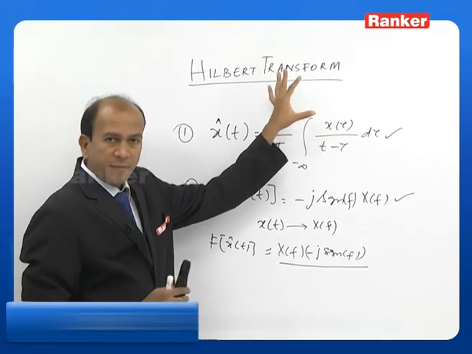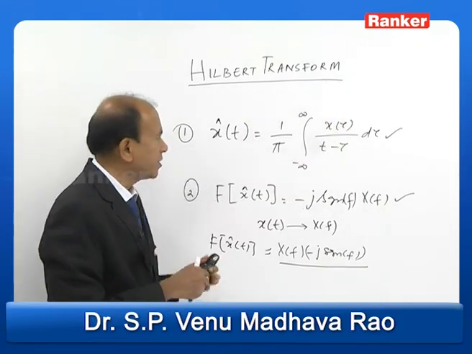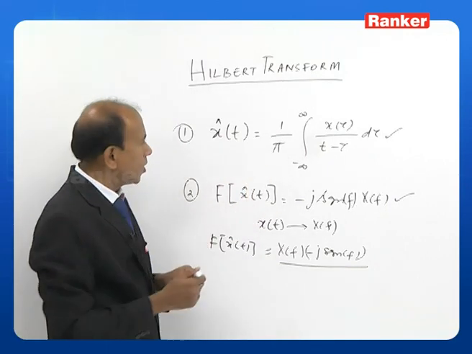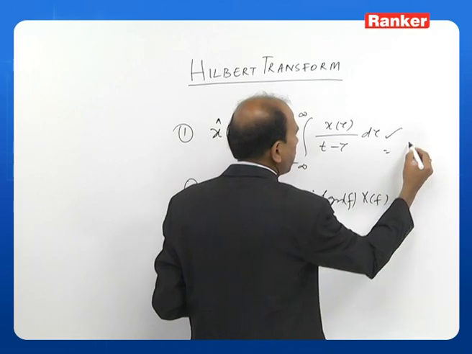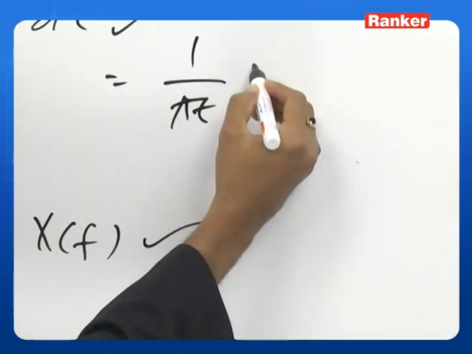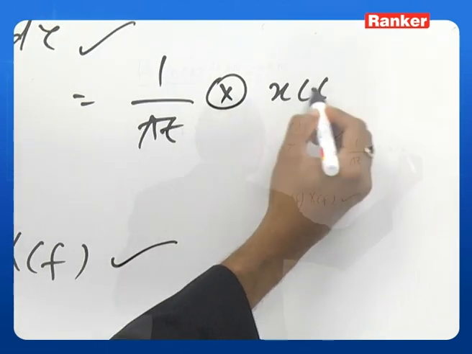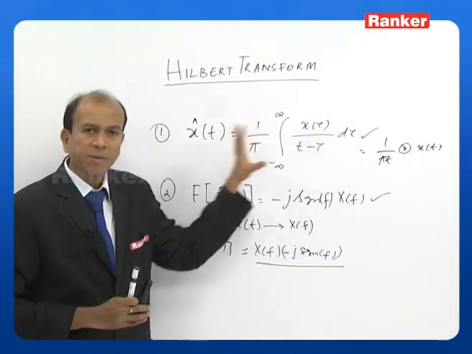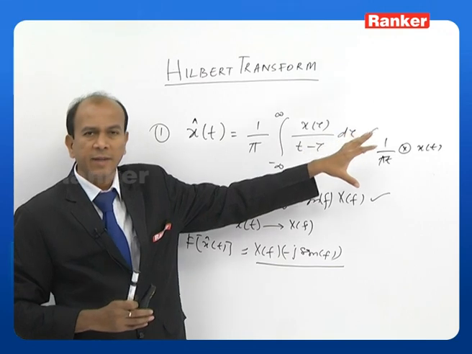The one is this very complicated method. In fact, this is the convolution of 1 by pi t and x of t. This is nothing but 1 by pi t convolved with x of t. This first formula seems to be a little bit complicated, and it takes a bit more time.